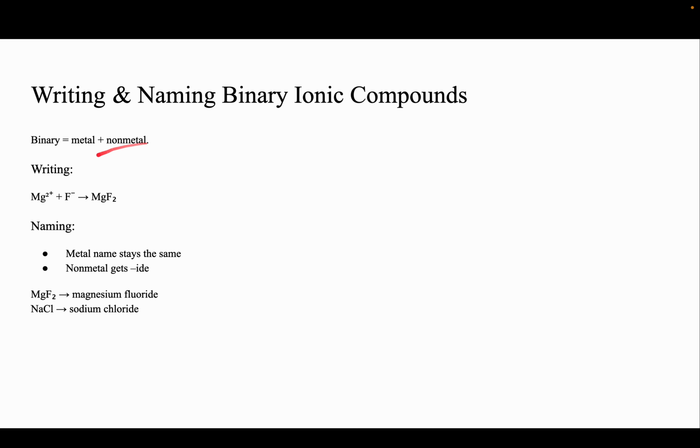So essentially, you get a metal and a nonmetal, and when you write it, we have magnesium plus fluorine equals MgF2. So how do we say this? The metal name stays the same, and the nonmetal gets the suffix "ide." So in magnesium and fluorine, we get magnesium fluoride. In sodium and chlorine, we get sodium chloride.